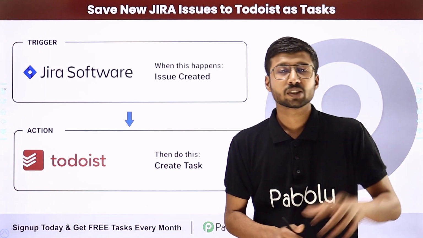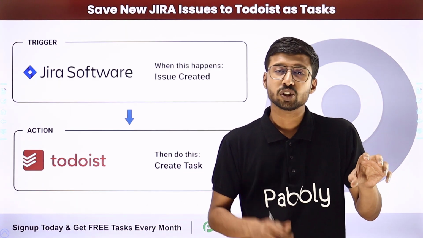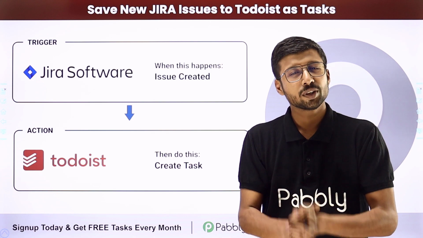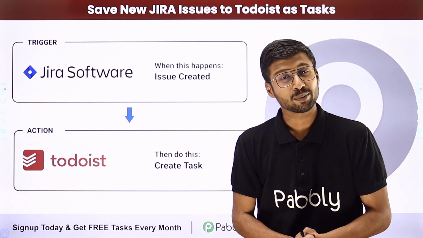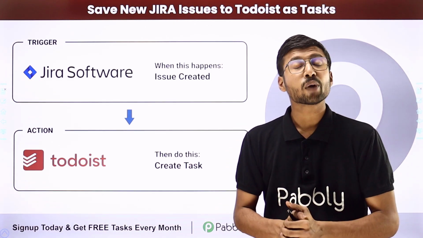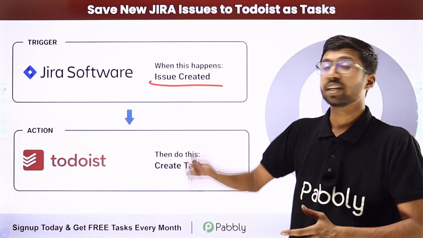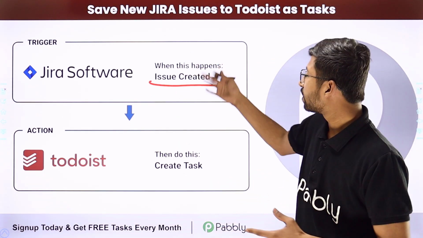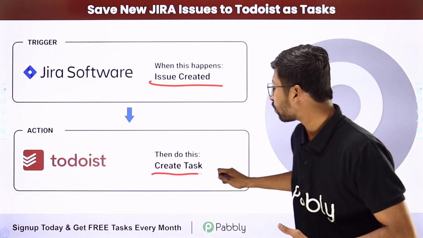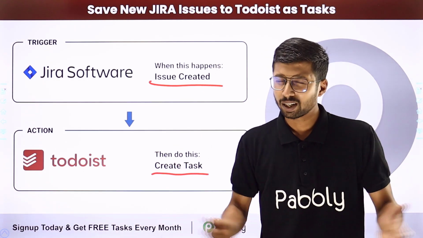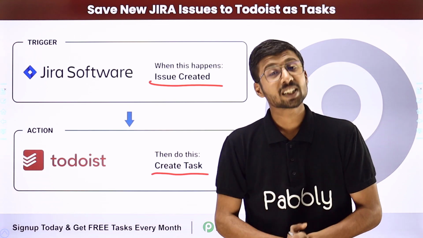Now guys, the manual process of getting new issue details from JIRA and manually creating a task in Todoist can be very repetitive and time consuming. So in this video, we are going to set up an automation in which whenever a new issue is created in JIRA, automatically with the same details, a new task will be created in Todoist as well. Amazing, right? Now how can you set up this automation?